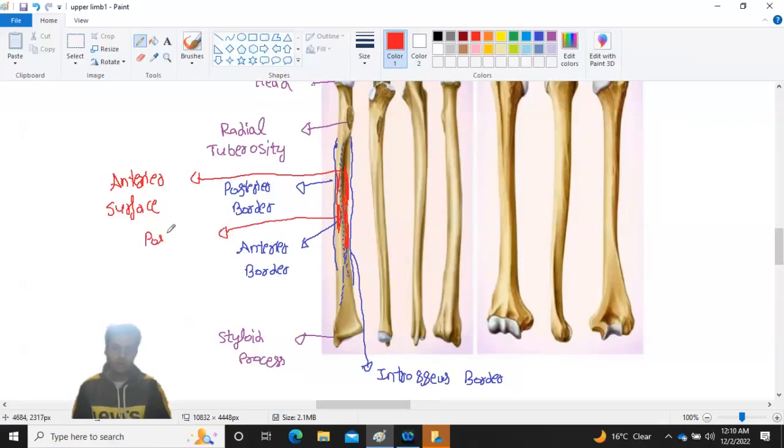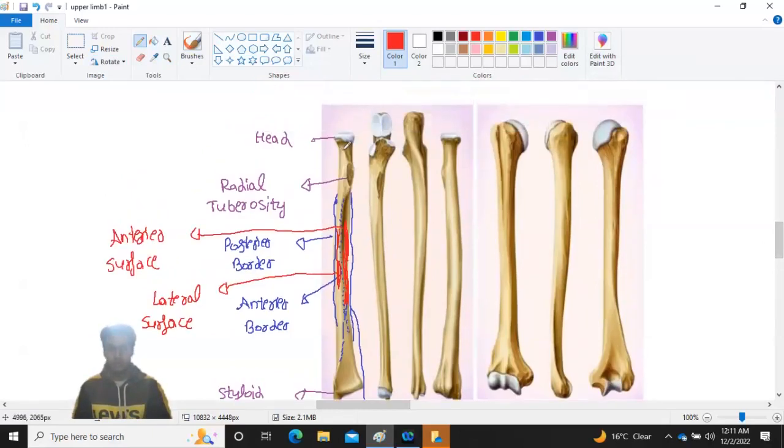This is posterior border. Posterior surface. So lateral. This is lateral. Between anterior and posterior is lateral. This is lateral surface. And we cannot see it posteriorly from this side. Now this is the posterior side, and let's do the other markings.